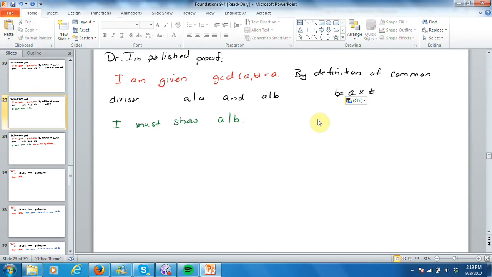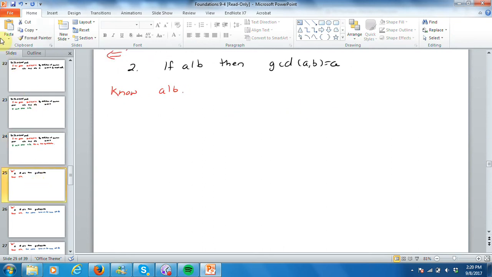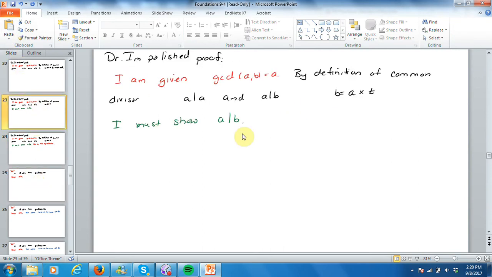So by that nugget that I just extracted, I'm supposed to show A divides B. That's true by definition of divides. I automatically have it because this part here already told me that A divides B. So I'm done.